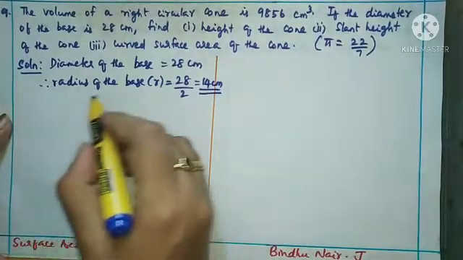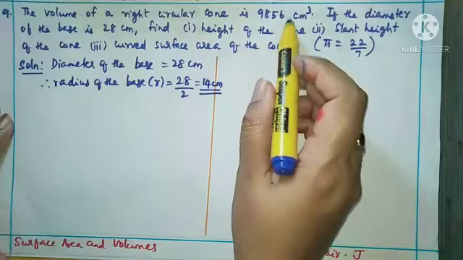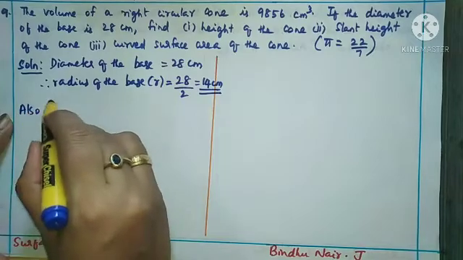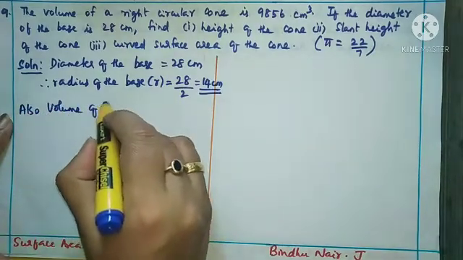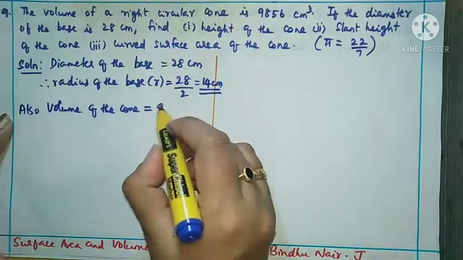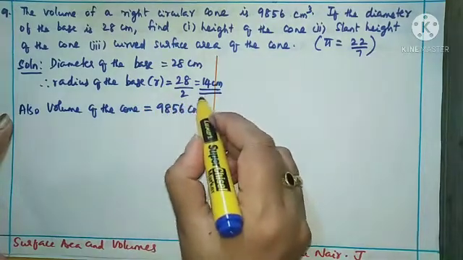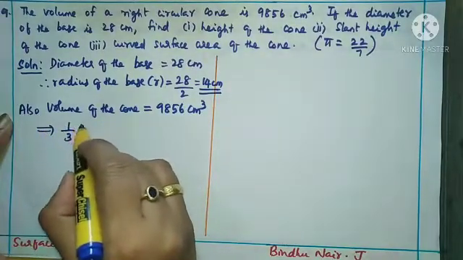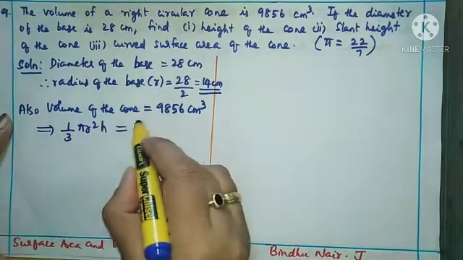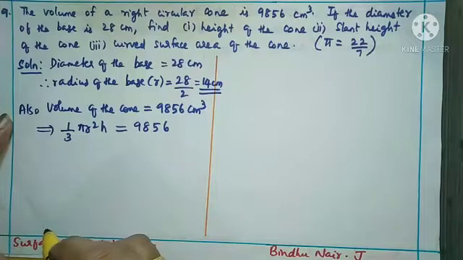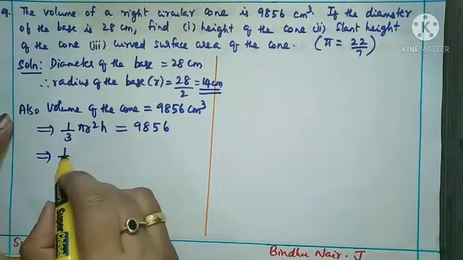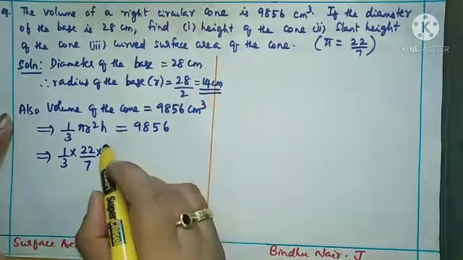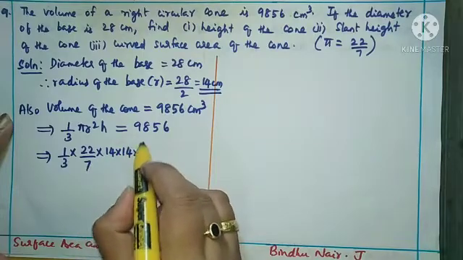Now what is given? We want to find out the height of the cone from the volume of the cone, right? The volume of the cone is given as 9856 centimeter cube. So we can use this formula, that is 1 by 3 pi r square h equal to 9856, right? Now put the values: 1 by 3 into 22 by 7 into, what is r? 14. So 14 into 14, h is unknown.